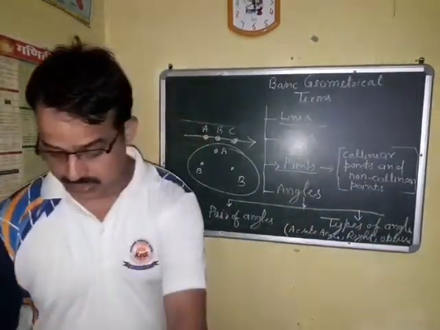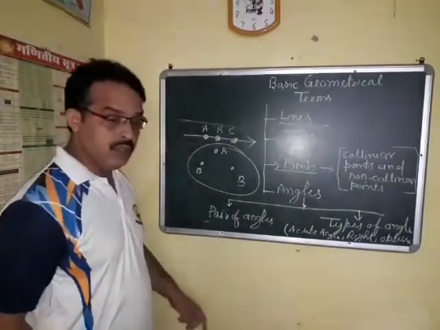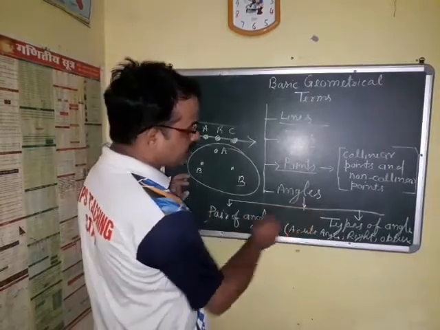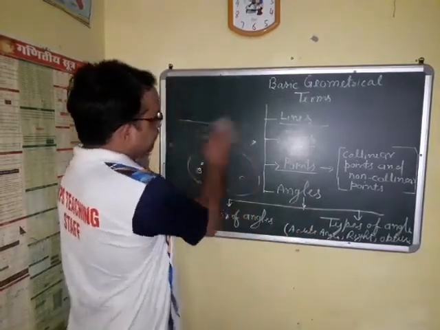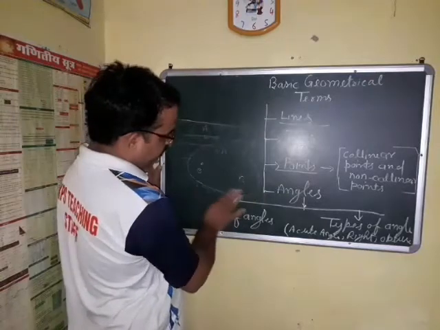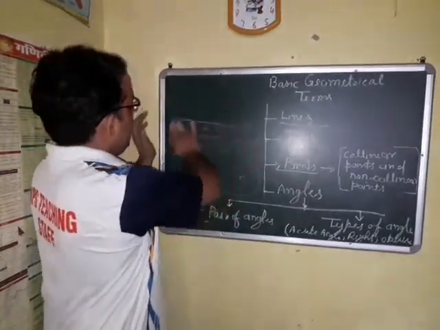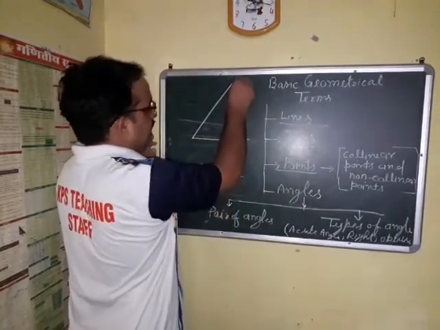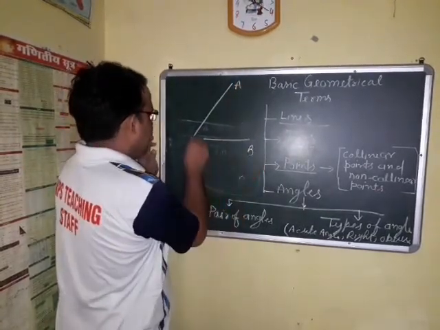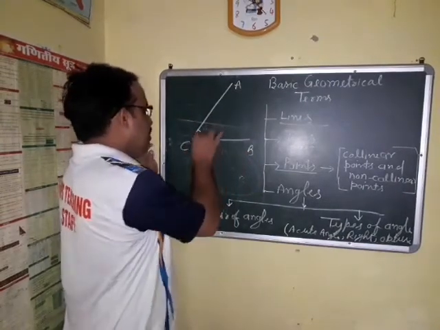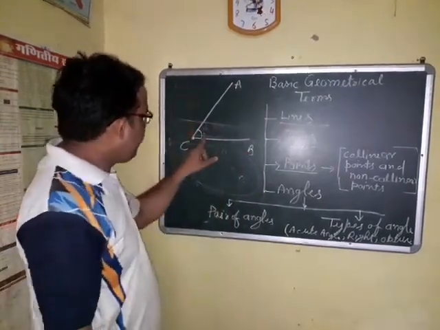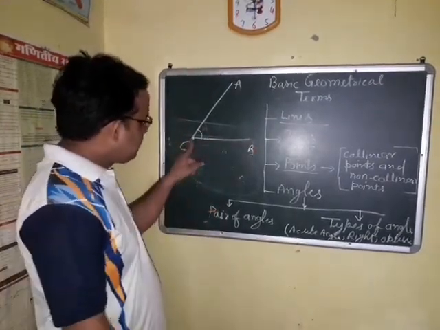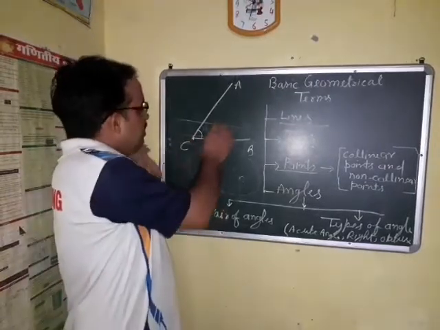Now we discuss the next point, angle. Angles, we discuss here the angles. We know that angle, two lines inclined: if two lines, line A and B, are inclined at a point C, then this is called an angle. If two lines are inclined at a single point, it is called an angle.